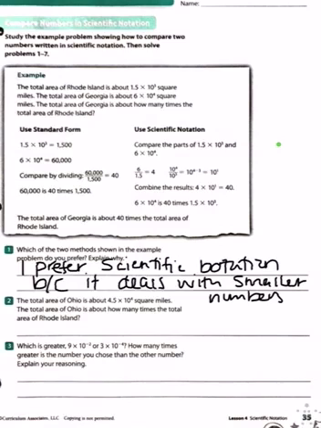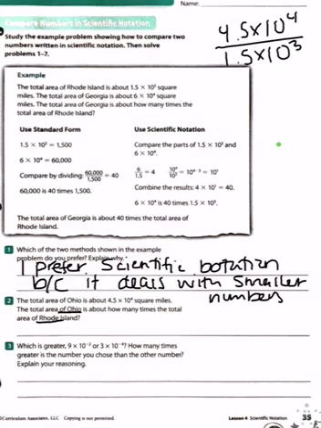Number 2, the total area of Ohio is about 4.5 times 10 to the 4th square miles. The total area of Ohio is about how many times the total area of Rhode Island? We are comparing Ohio and Rhode Island, and so we are going to divide. We're going to divide 4.5 times 10 to the 4th divided by Rhode Island, which is 1.5 times 10 to the 3rd. We start by dividing the numbers.